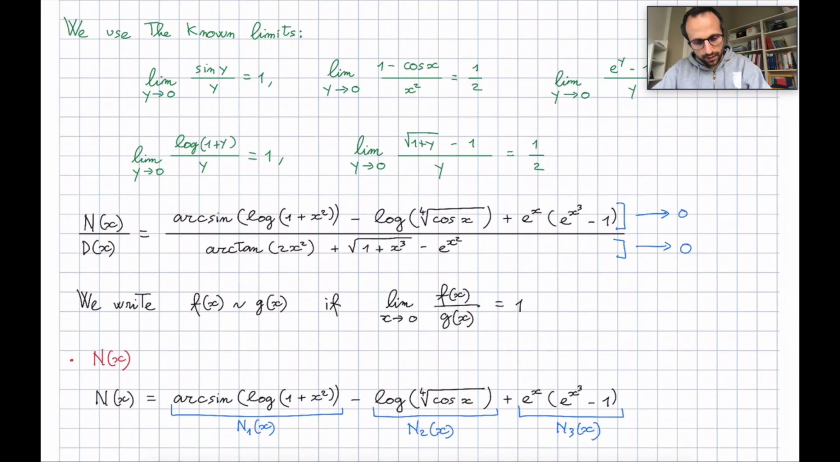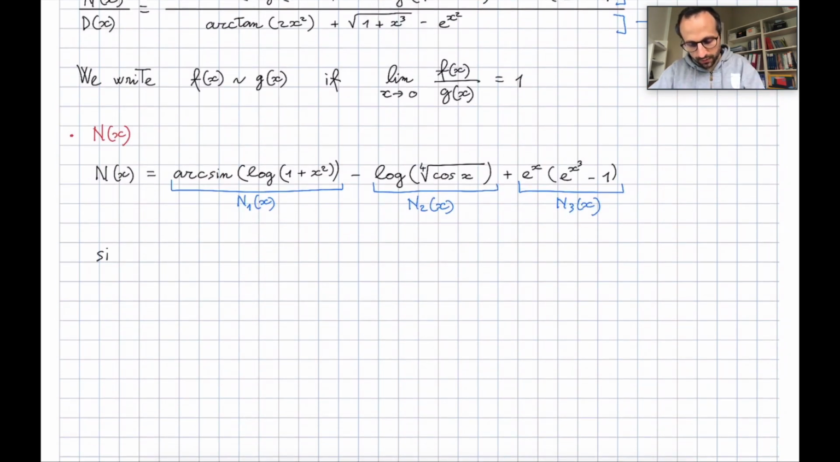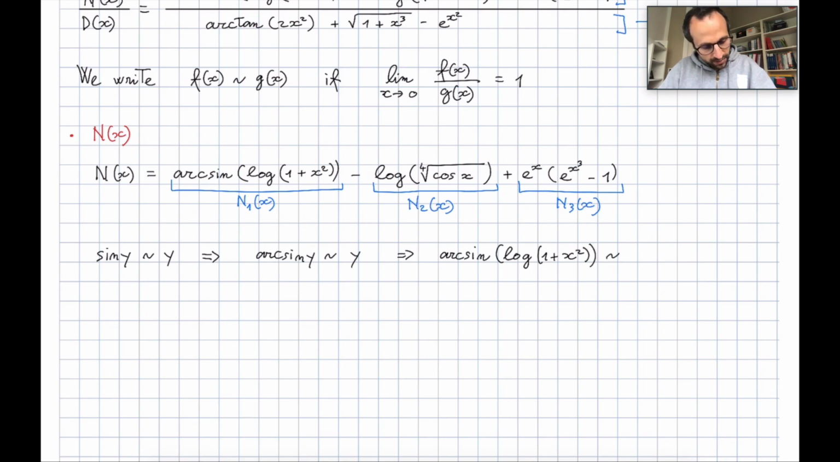So let's look now at this limit here. We have an arcsine, but I know what the sine does in 0. And so I know that sine of y is asymptotic to y. But this implies, just by applying the arcsine function, that the arcsine of y is asymptotic to y too. Okay, but then this implies that the arcsine of log of 1 plus x squared is asymptotic to log of 1 plus x squared.